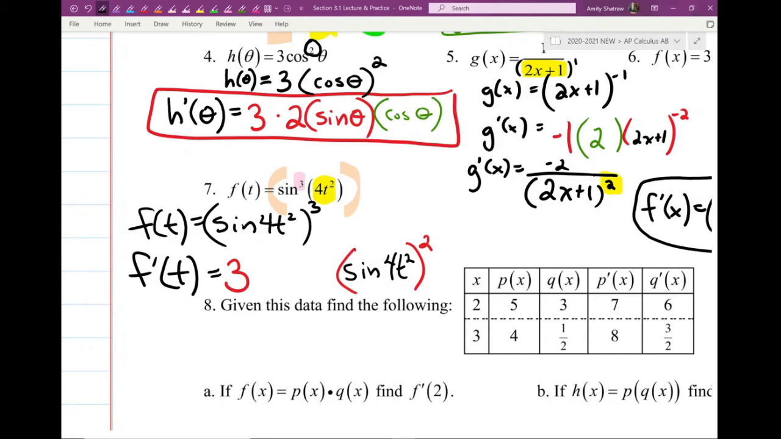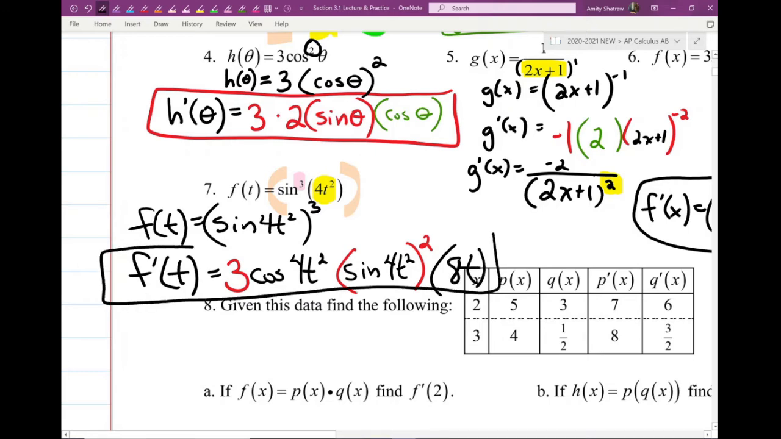And then I need to take the derivative of sine of 4t squared. So that'll be a cosine of 4t squared. But guess what? There was another function on the inside, and that last function that's on the inside, the derivative of it, the derivative of 4t squared, is 8t. And that is one heck of an answer. Whew.